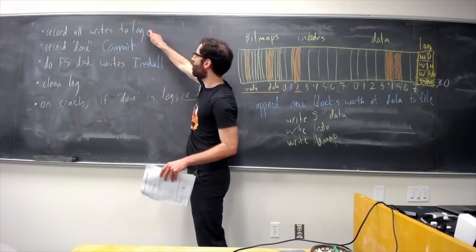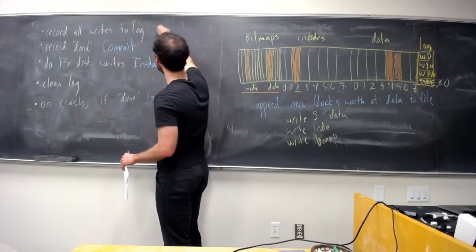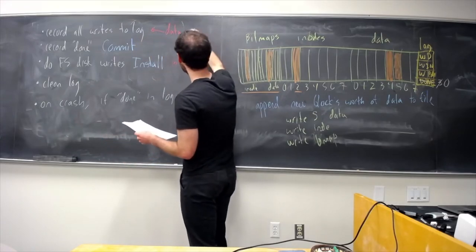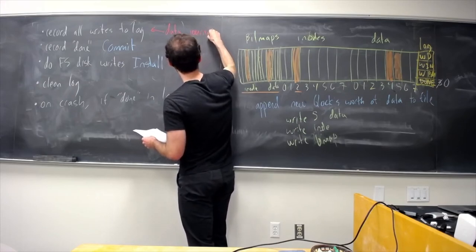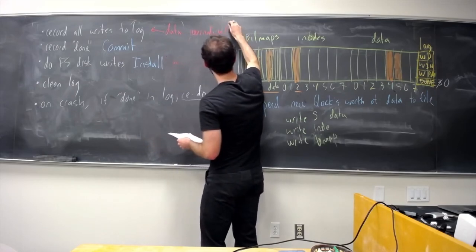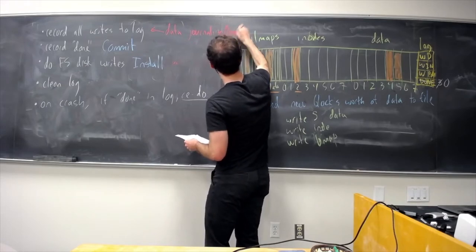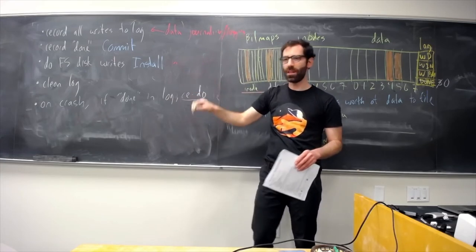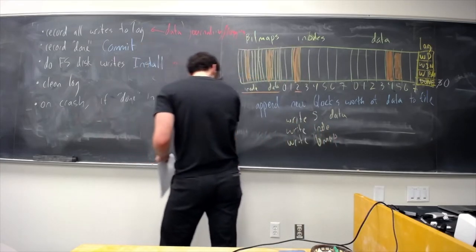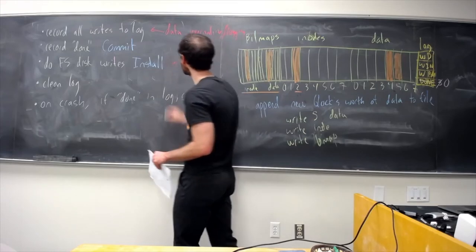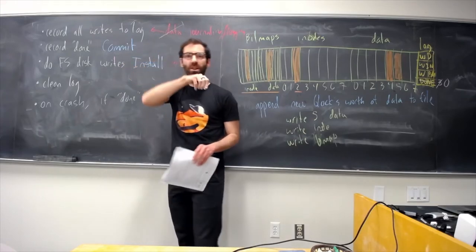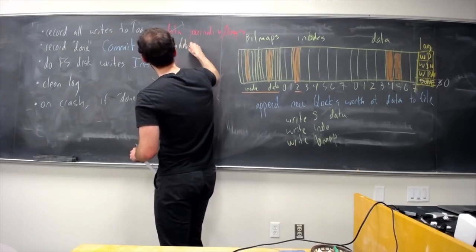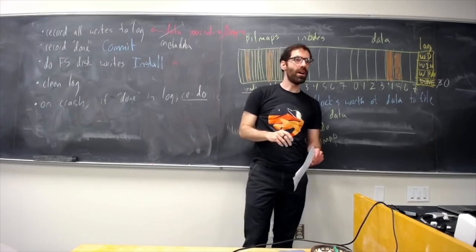So this approach where we're recording all writes to the log, the reading refers to this as data journaling, where we're logging all the data that's changing. But one optimization is, what if we could log just the metadata of the file.